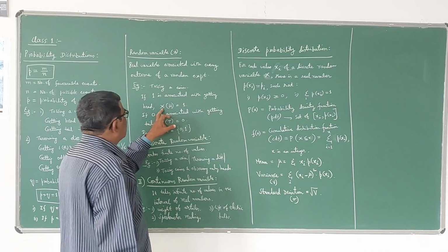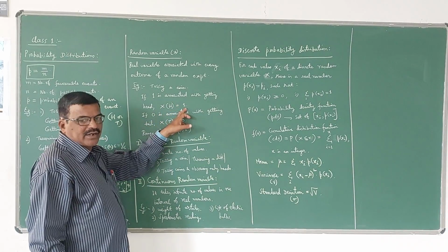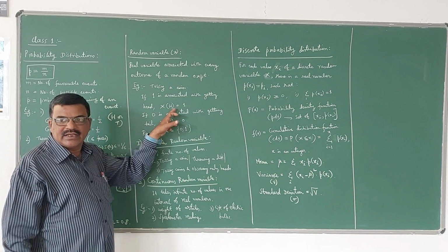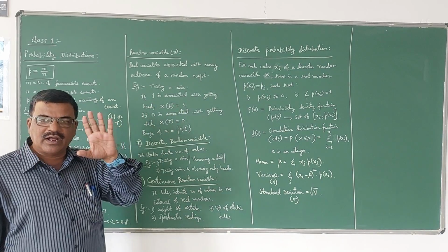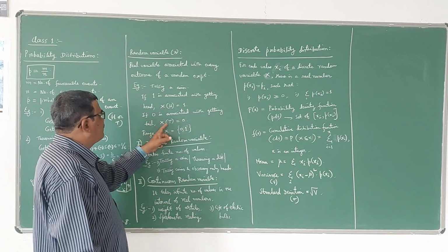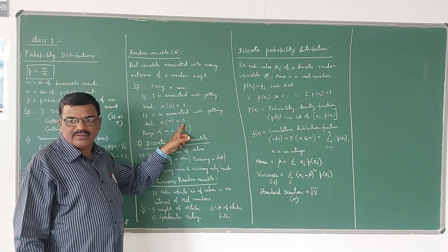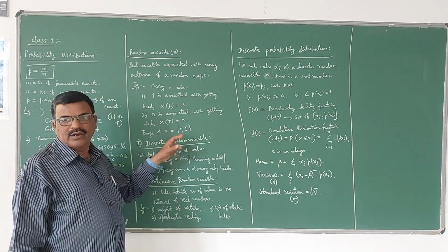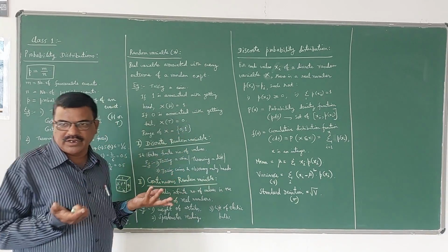Then we say that X of H is equal to 1. X means it is a random variable. H means getting head is 1. If you are assigning 0 for getting tail, then X of T will be 0. The range is defined like this, either it can be 0 or 1. So only two possibilities are possible.